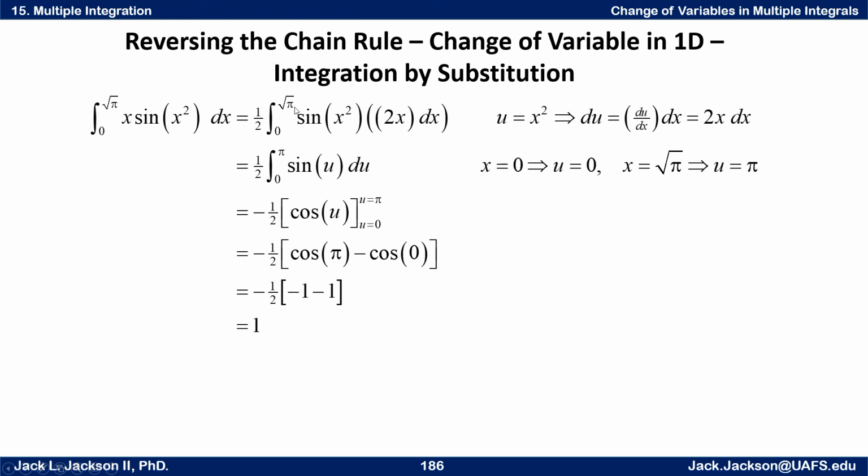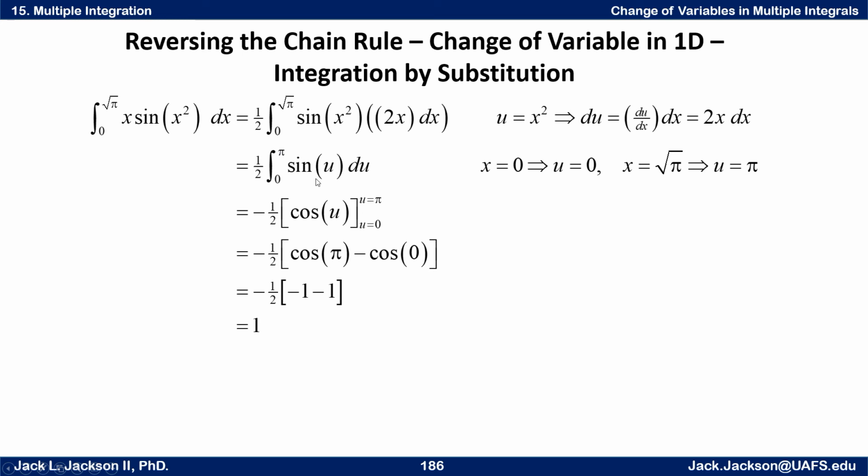But notice you also need to change the limits of integration. These are x values. If x is 0, u is also 0 because 0 squared is 0. So x equals 0 implies u equals 0. They're the same point. And if x is the square root of pi, then we plug in and square it, and we get pi for u. So be sure that when you're changing x's to u's, you're also changing the limits.